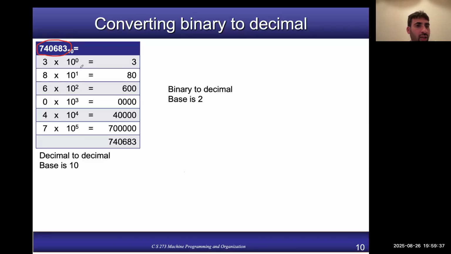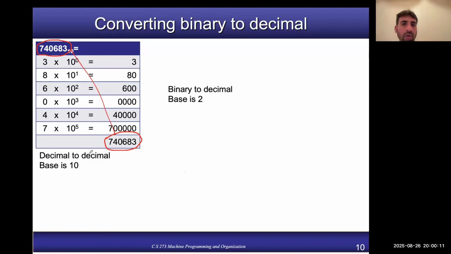So if you have a decimal number like 740,683 in base 10, converting it into decimal is the same thing: you multiply the figures with the increasing power of 10. So 10 power 0, 1, 2, 3, 4, and so on, and you multiply with 3, 8, 6, 0, 4, 7, and you will get some products, right? And then at the end you do the summation of all those product values. So this will basically be the same number, right? We are converting from decimal to decimal.